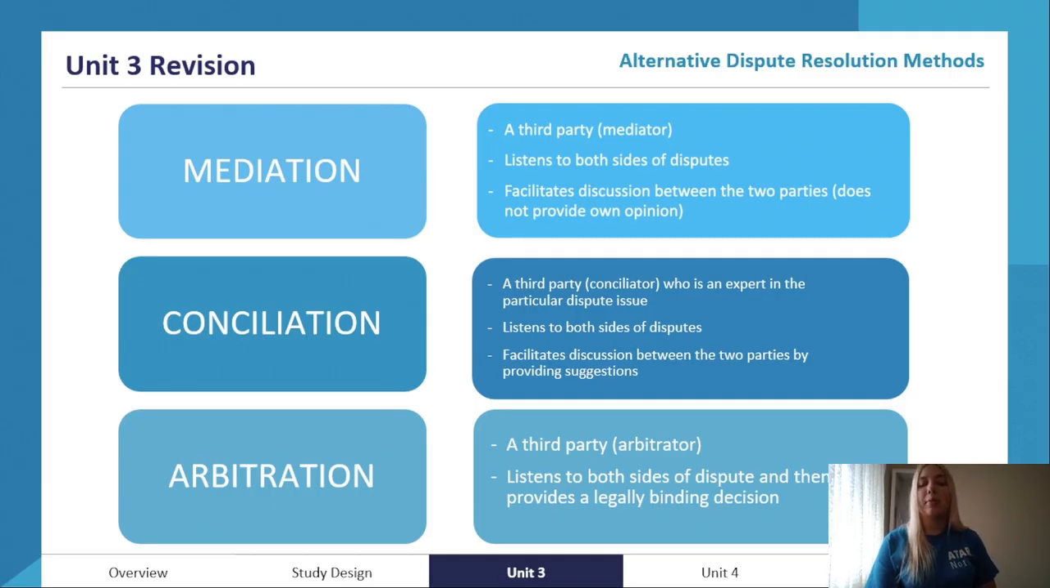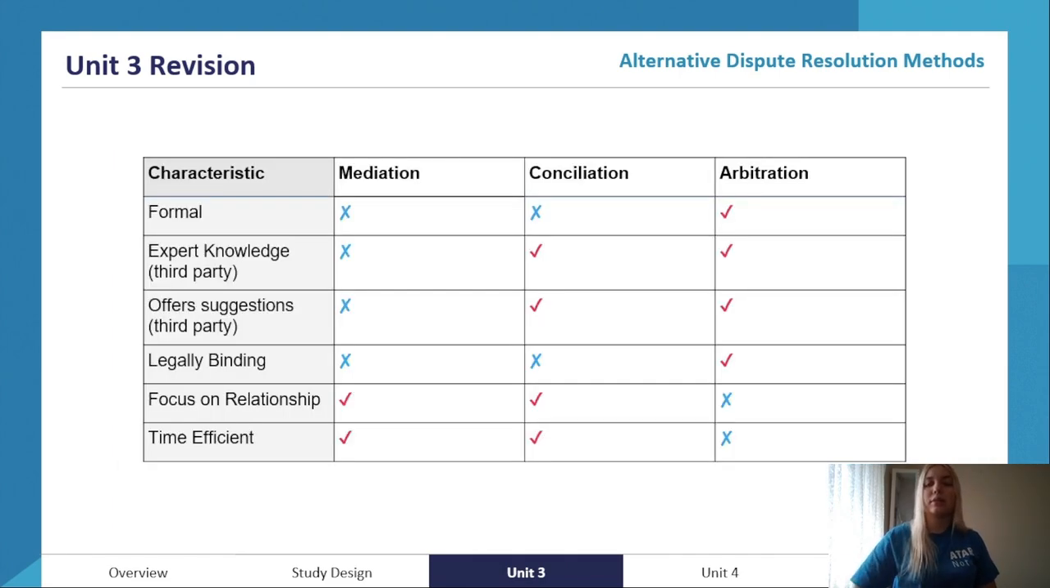Arbitration adopts a third party, which is an arbitrator, who listens to both sides of the dispute, sees evidence, and then provides a legally binding decision similar to a judge, similar to the courts, just less formal and much faster. And there is a comparison table for you to use that's very, very helpful.